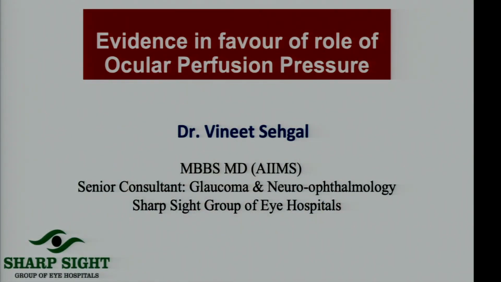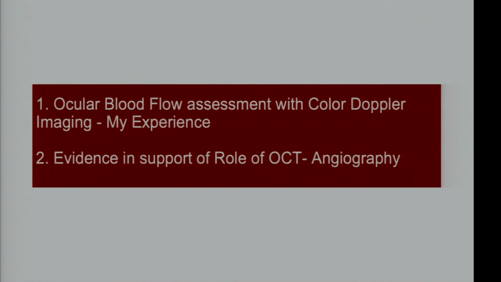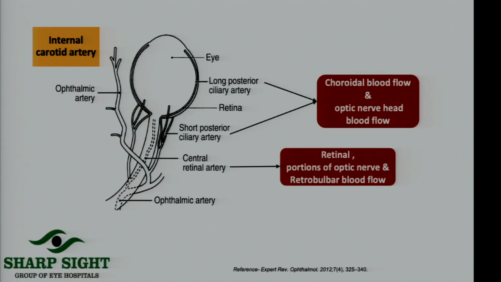So the topic that is assigned to me is evidence in favor of the role of ocular perfusion pressure. As sir has told, we have color Doppler imaging and OCT angiography right now in our armamentarium, which we are doing in our clinical scenarios. Various institutes also have access to OCT angiography, and our radiologists regularly do carotid Doppler. With a small amount of training, they are now also doing the ocular Doppler. So I would be talking about these two as my evidence for ocular blood flow analysis.